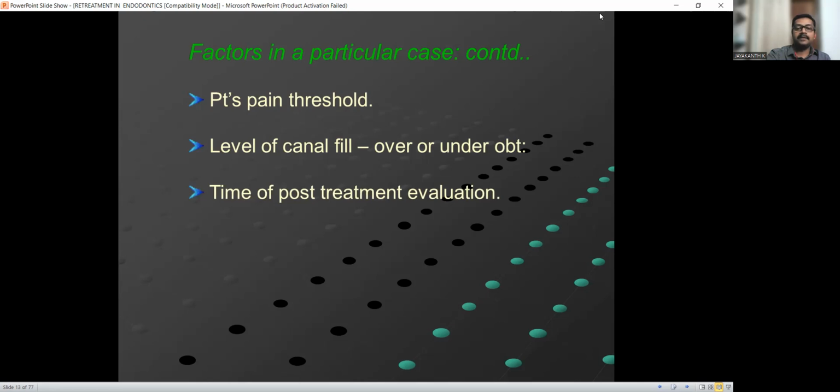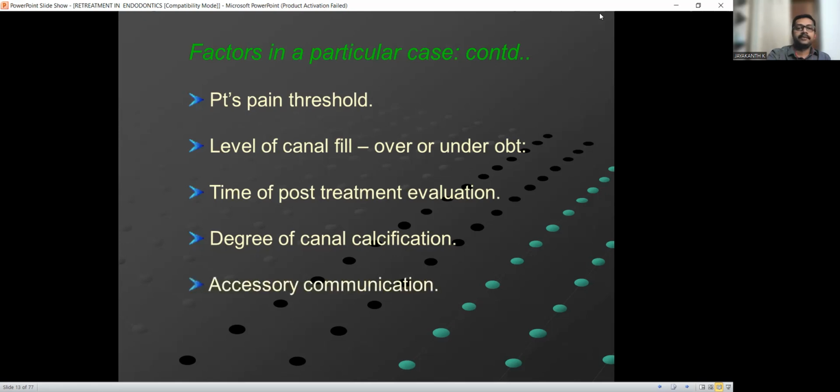Time of post-treatment evaluation is also another factor following the completion of your treatment: when to evaluate your case after your treatment is over. So that's also a factor particular to a case. Degree of canal calcification. Depending on the degree of canal calcification, if you are not able to negotiate it to the apex of your root canal, this can be another reason for failure of the case.